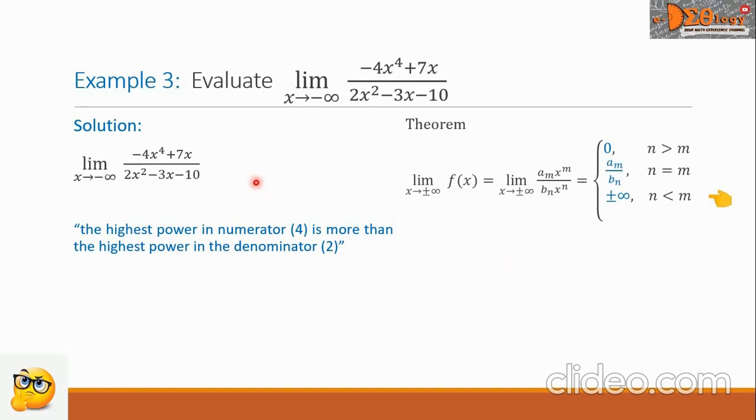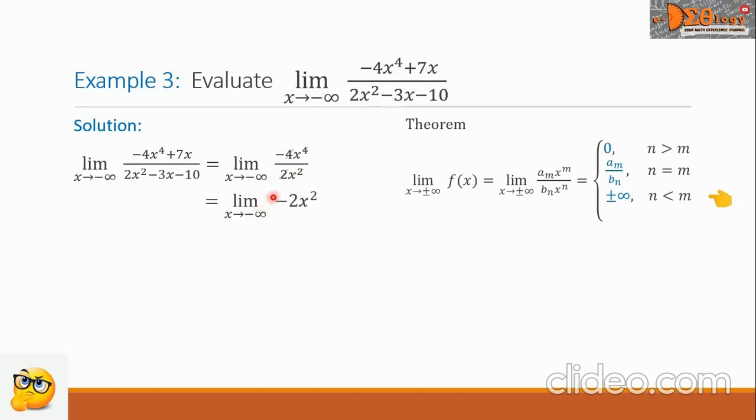And for our solution, let us show first the limit of the first term in the numerator over the first term of the denominator as x approaches negative infinity. So we have here the limit of negative 4x raised to 4 over 2x squared as x approaches negative infinity. Let us simplify first this expression. We have now this limit of negative 2x squared as x approaches negative infinity.